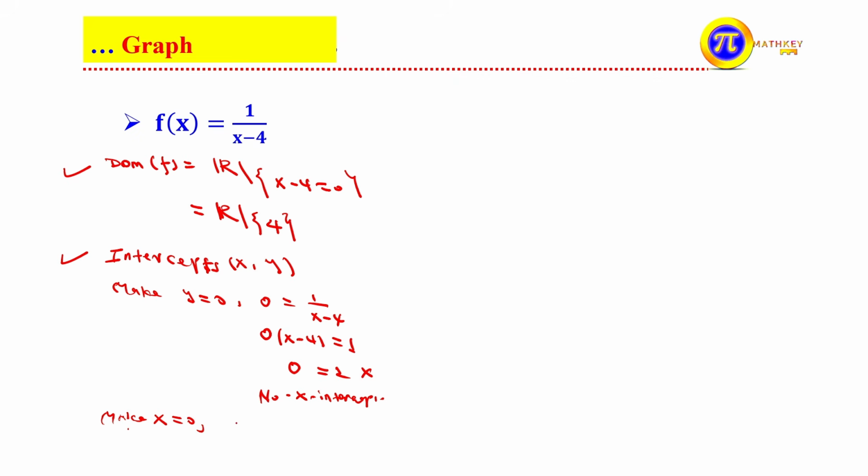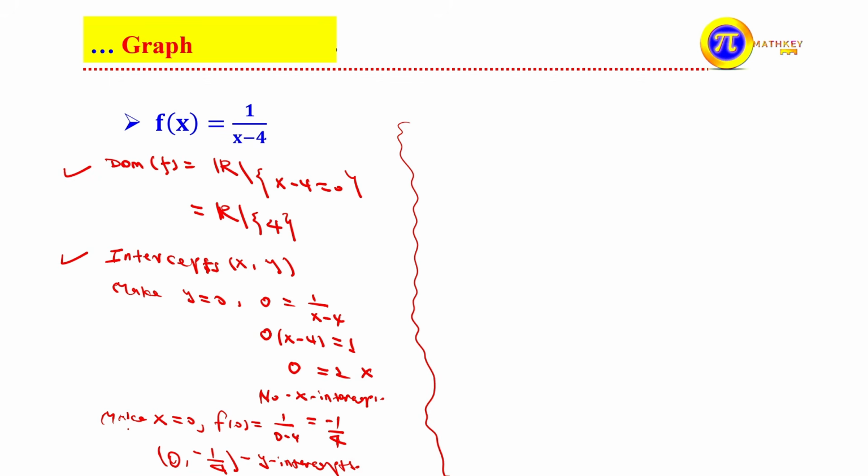But the value, this is equal to f at 0, which is equal to 1 over 0 minus 4, which is negative 1 over 4. So this is the y-intercept. The y-intercept becomes y equals negative 1 over 4, or we can express it in coordinate form: when x is 0, the value is negative 1 over 4. After obtaining the y-intercept, next we'll try to find the asymptotes.